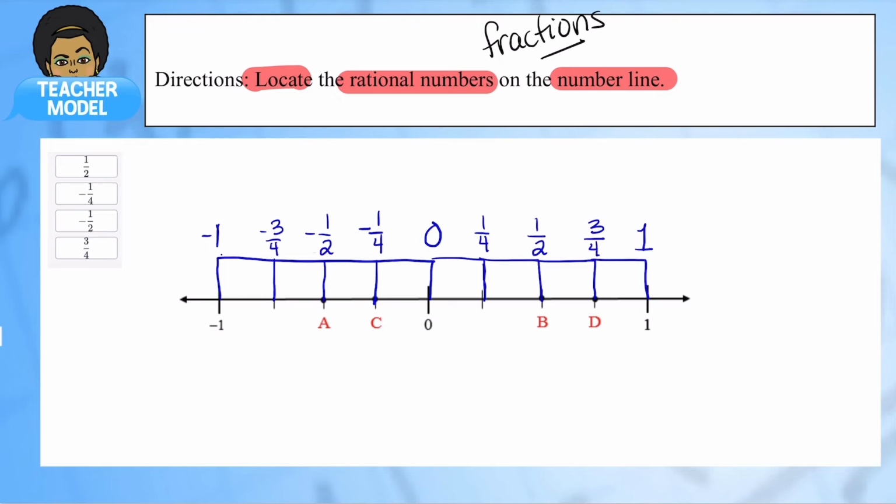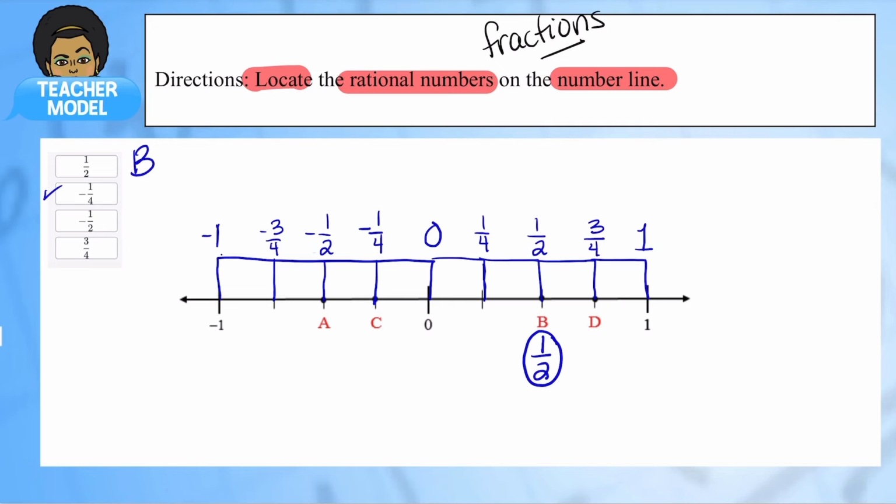Now this is helpful, and I can really just locate my rational numbers pretty easily. So here's the first one. We have 1/2, and I know my 1/2, I can see it right here, positive 1/2. So the first one is B. 1/2 is at B. So I'm going to write that here. 1/2, and I'm just going to circle it, and I can see it on the top.